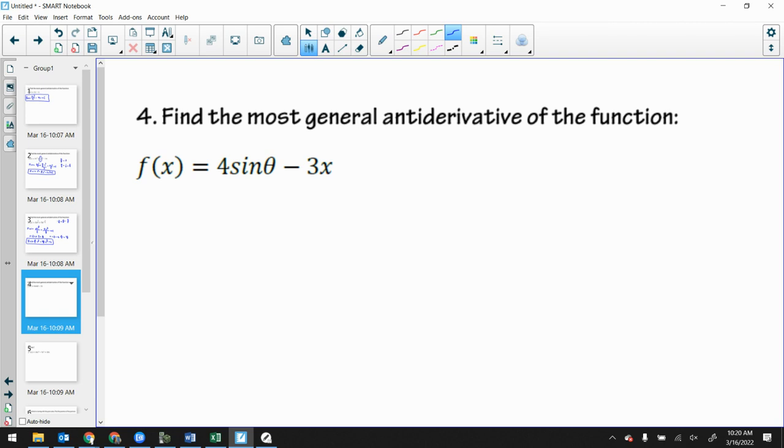So remember that you want to think about your derivative rules and reversing your derivative rules. So be careful with your sines, cosines, tangents, things like that, your trigonometric functions. You have to remember what the inverse of the derivative is. That's your antiderivative. So what's the antiderivative of sine? What's the antiderivative of sine? Negative cosine. Yeah, negative cosine. So this would be f of x is negative 4 cosine theta, right? Minus 3x squared over 2 plus c.